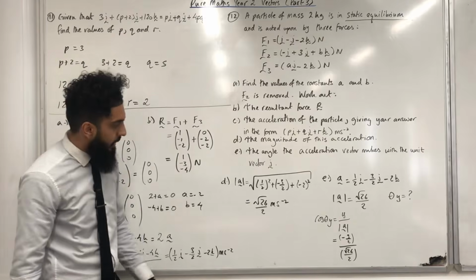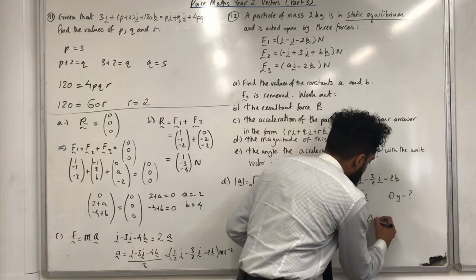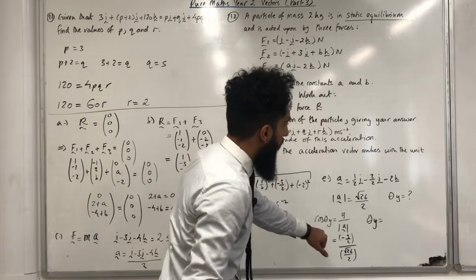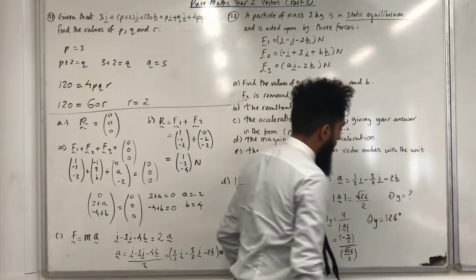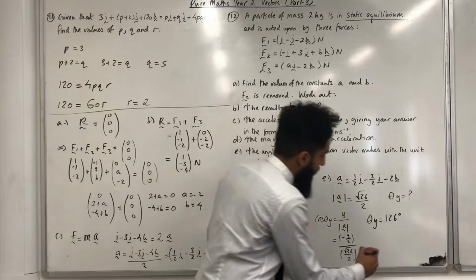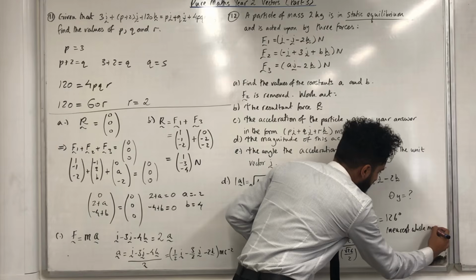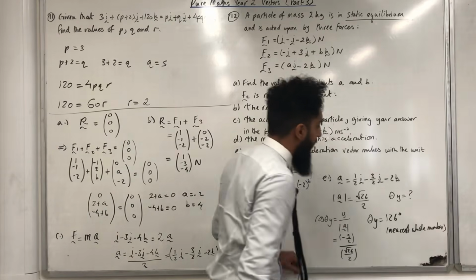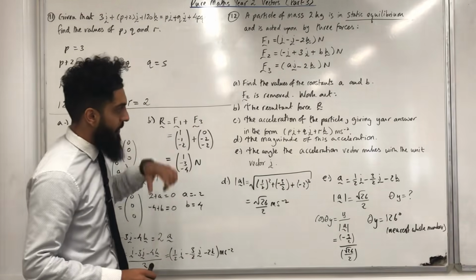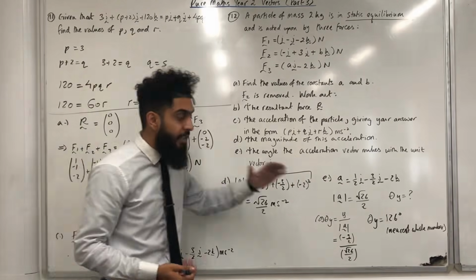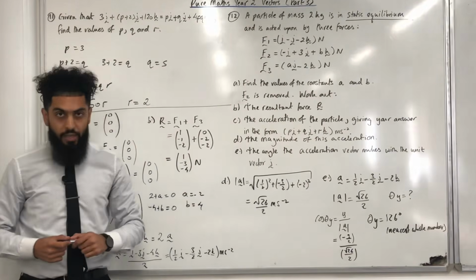Now we can take cos inverse of this fraction to give us theta y. So if I do this, I get theta y is equal to cos inverse of this fraction over here, it will be 126 degrees, to the nearest whole number. Remember, you should put in brackets what you round to. In this case, nearest whole number. So the angle that the acceleration vector makes with the unit vector j, in other words, the angle that the vector makes with the y-axis, is just 126 degrees.